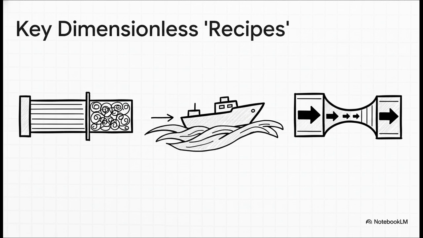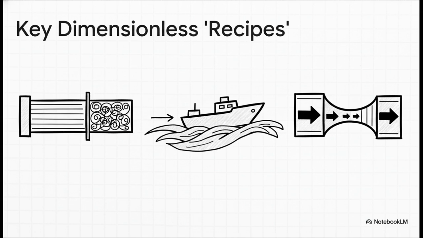And there are tons of these recipes, each for a different kind of situation. Let's just look at three famous ones. You've got the Reynolds number, which tells you if a fluid flow is going to be smooth and laminar or chaotic and turbulent, which is pretty essential for designing a pipeline.